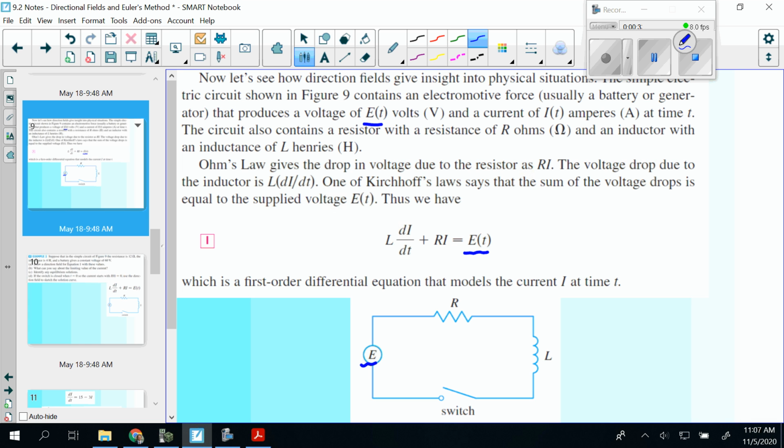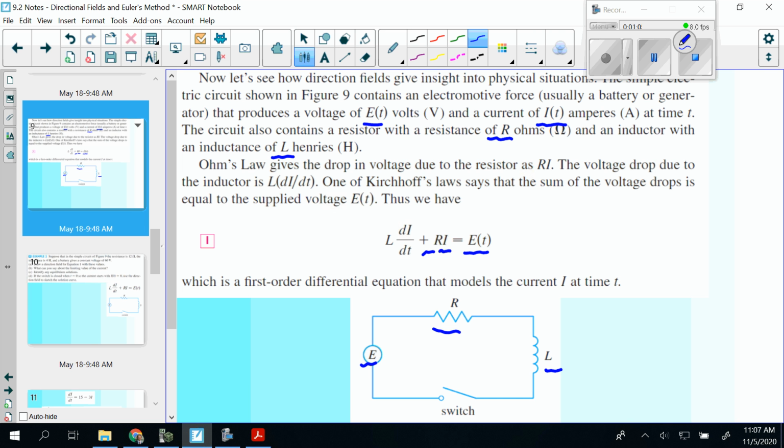You're going to get a current, which is I in this equation, and current is measured in something called amps or amperes. The circuit also contains a resistor with a resistance of R, which is measured in ohms. So R is here in our equation. Here's like what they use to draw a resistor in a circuit, and an inductor, which they use L for. Here's our inductor, measured in something called Henrys.